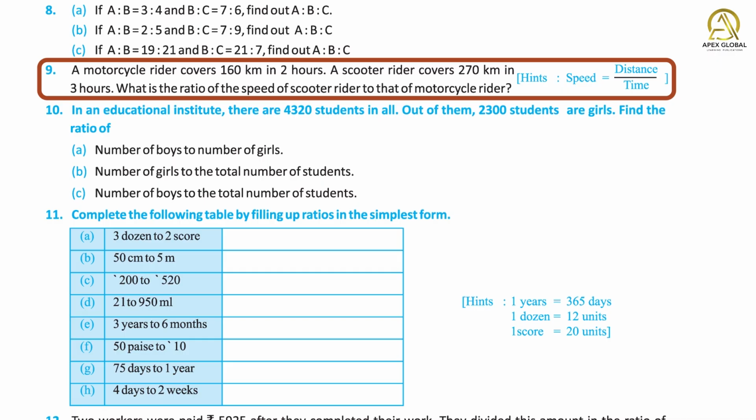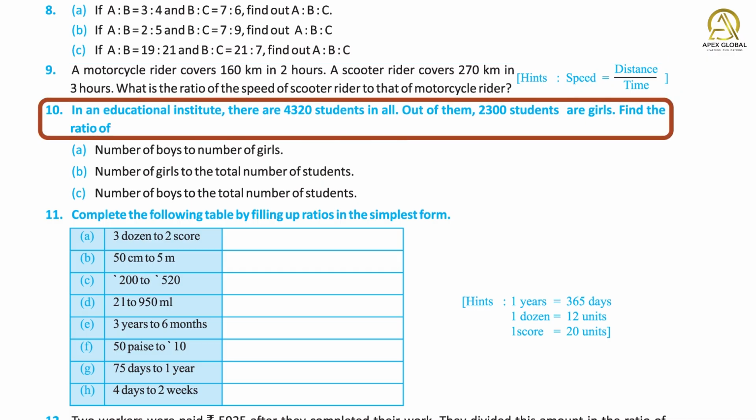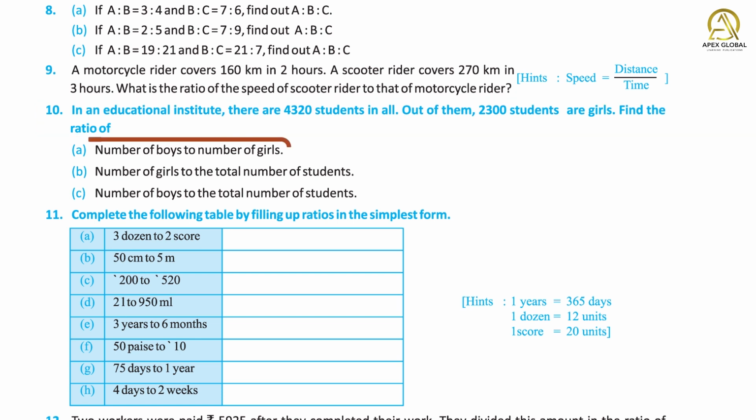Hence, speed equals distance upon time. Solution: 8 ratio 9. Question 10. In an educational institute, there are 4,320 students in all. Out of them, 2,300 students are girls. Find the ratio of A. Number of boys to number of girls.